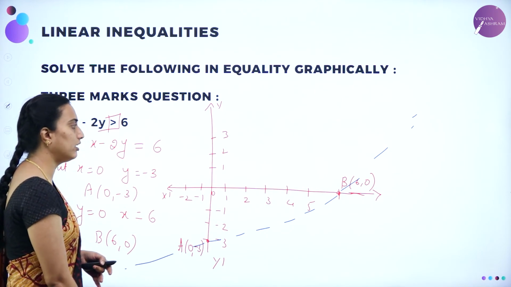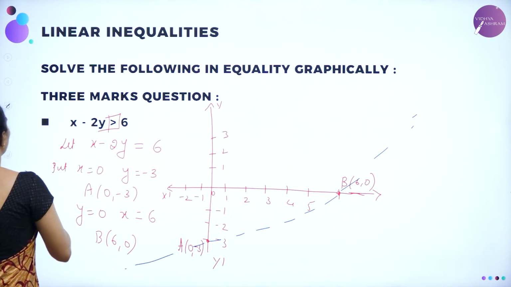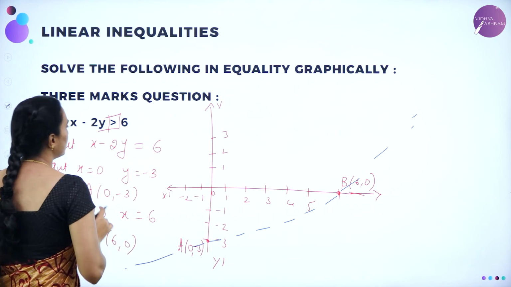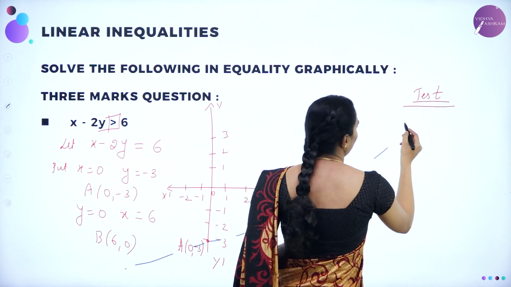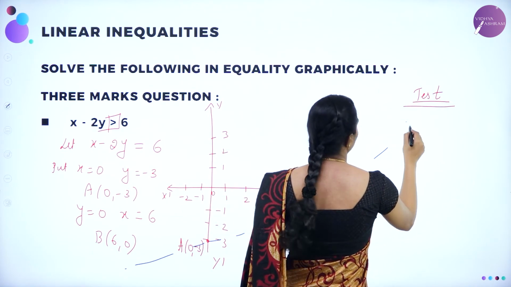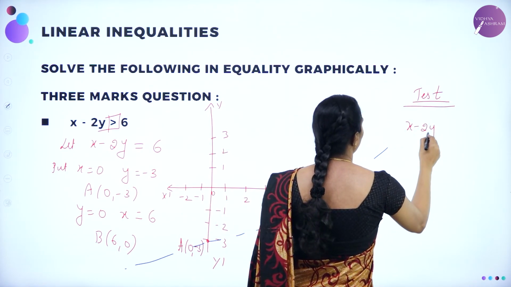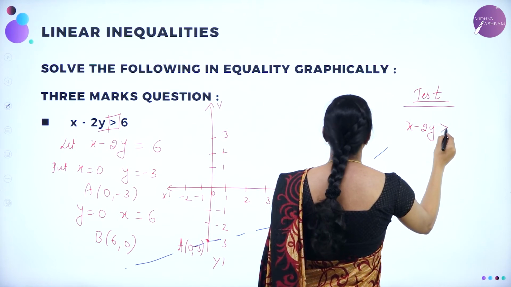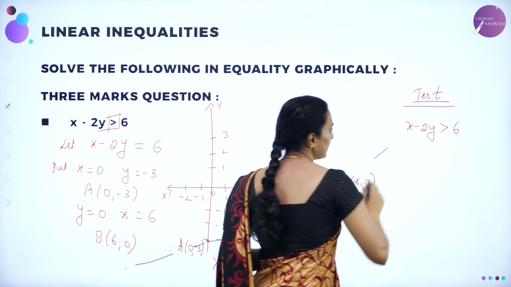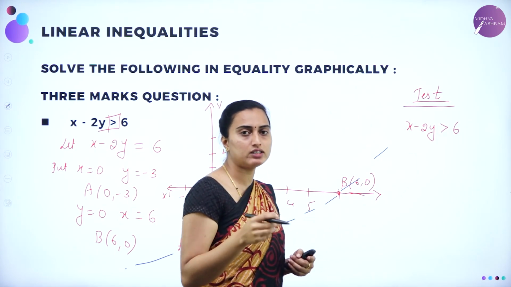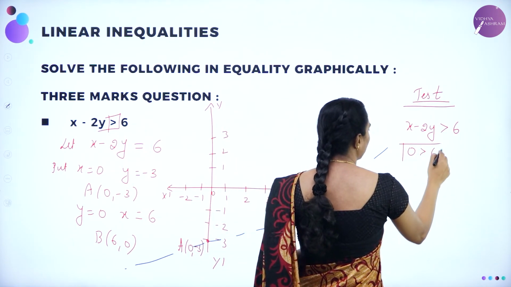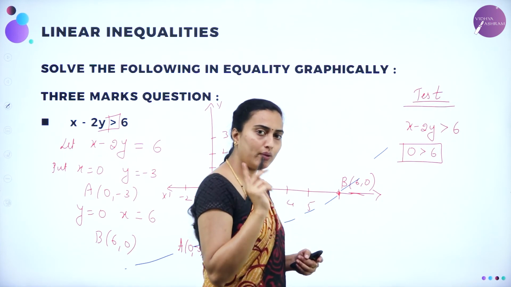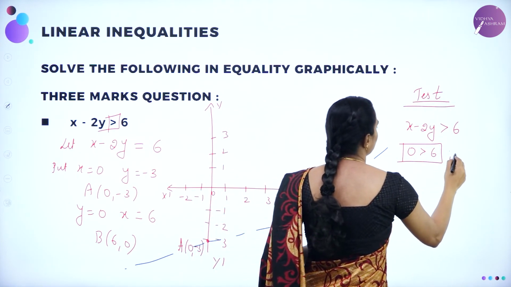Okay, almost a straight line you are going to get. So next, you are going to test for the origin. Therefore, here you take the equation as it is: x minus 2y is greater than 6. Now putting x equal to 0, y equal to 0, 0 minus 0 is 0 only. So, is 0 greater than 6? Never. 0 is always lesser than 6, so it is false.